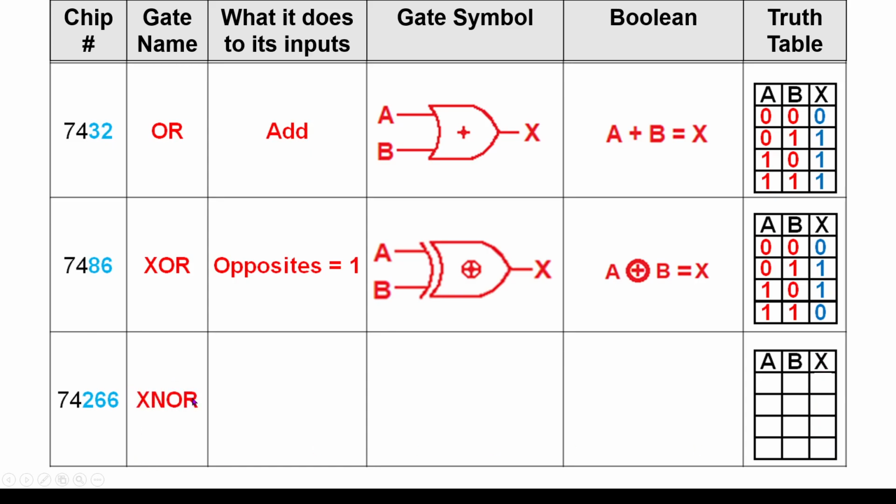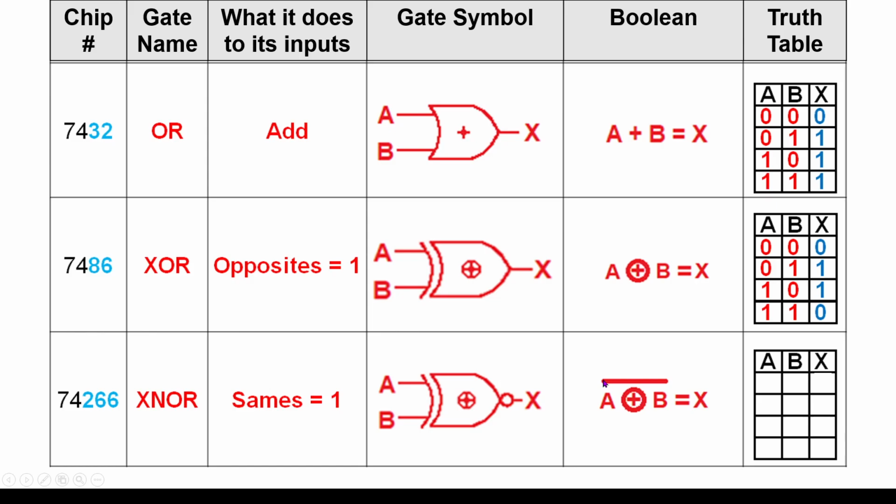This is called the XNOR gate, the exclusive NOT OR gate, and it means sames equal 1 in the truth table. It has the exact same gate schematic symbol as the XOR, except for the little bubble on the output. Other than that, they are the same. All we're doing is taking an XOR and inverting the output. The Boolean equation is exactly the same because it's just A opposite of B, and then we flip the output in the end.